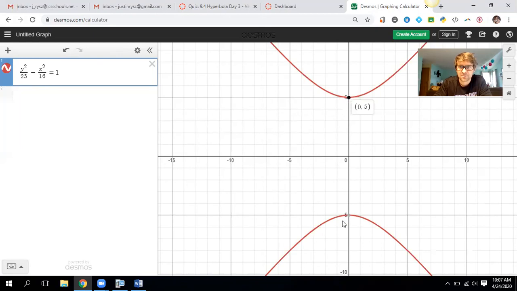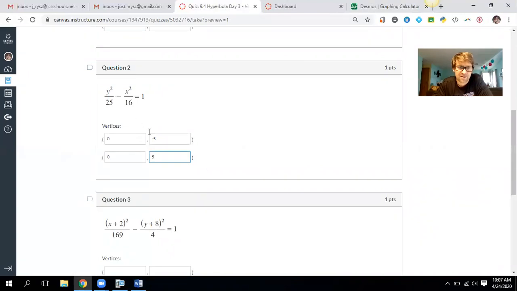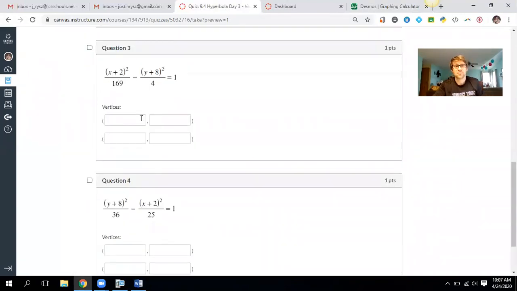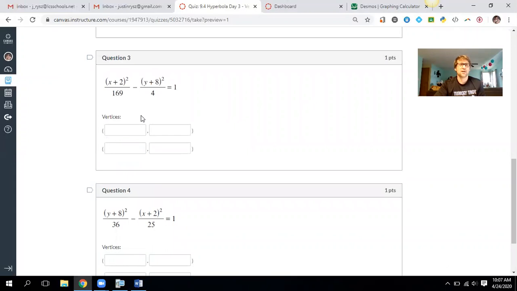All right, and we can click on them. We can see here, one's at 0, 5, 0, negative 5. And we're going to answer it from bottom to top. So 0, negative 5, 0, positive 5. I prefer to do it the math way, looking at the formula, but you guys can type it in too. Okay, so let's make the equations a little bit more difficult, and we'll still go through it.